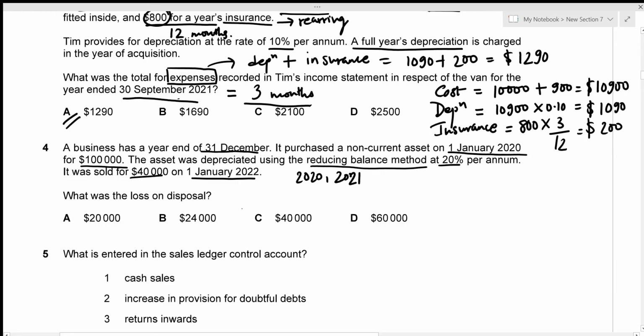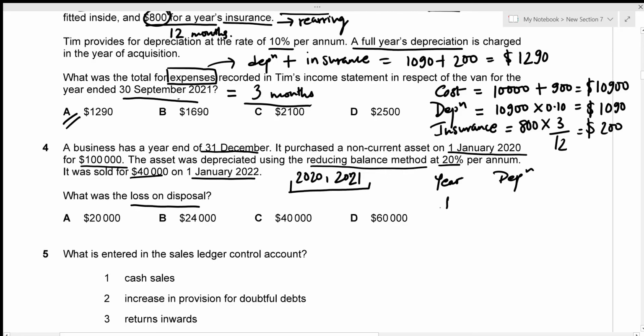So in order to figure out the loss on disposal, we need to figure out the net book value of the non-current asset on 1st January 2022. And in order to do so, we need to figure out the depreciation charges for the years 2020 and 2021. So let's just do that first.